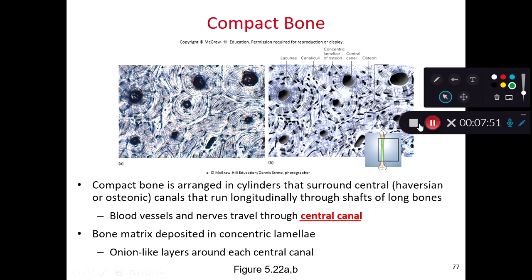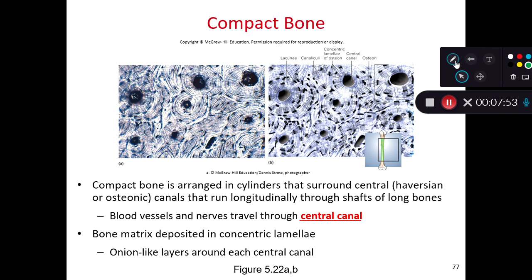So let's jump ahead here and look at some compact bone in a photomicrograph. You can see how we have these dark central canals or Haversian canals, these dark bullseyes. And then there's concentric circles going around these structures. These compact bone tissues are going to have lots of these concentric circle structures, which are referred to as osteons.